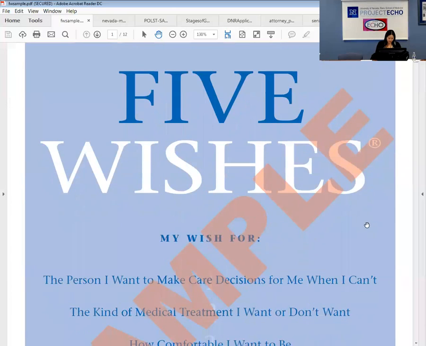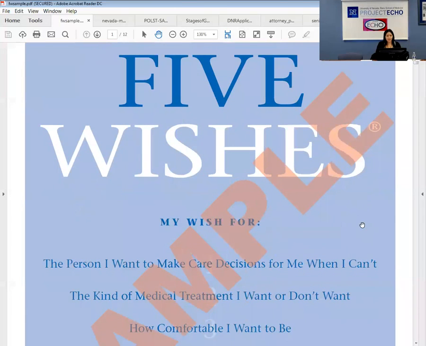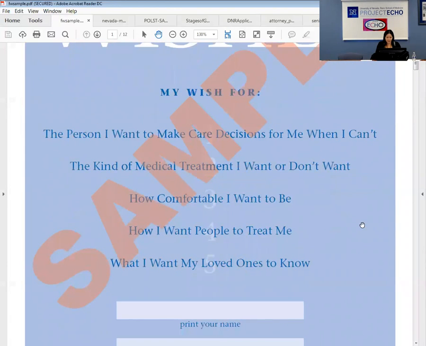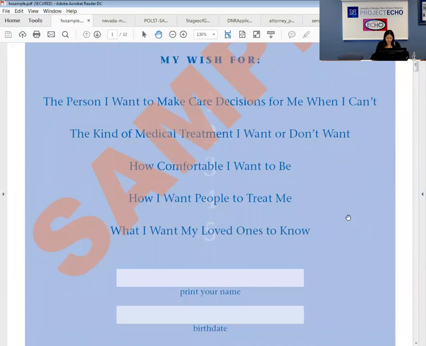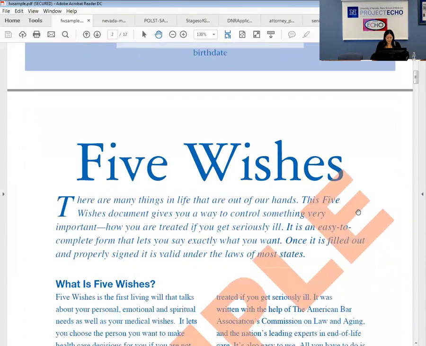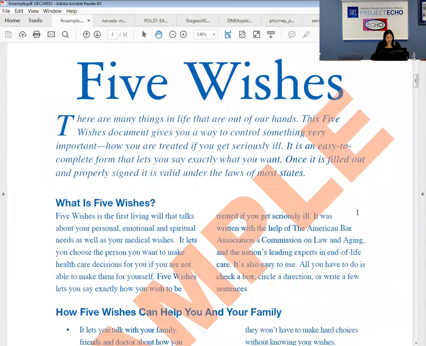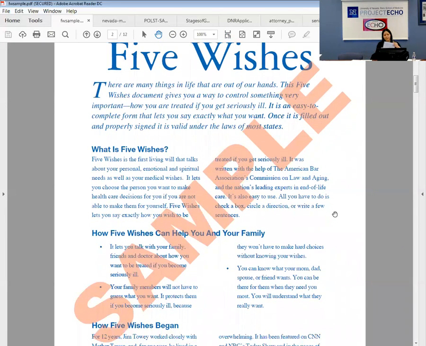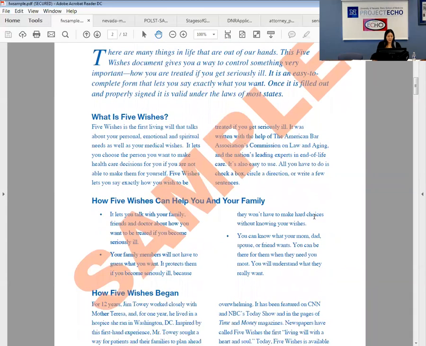So the 5 Wishes document is an advance directive. It meets the legal requirements for an advance directive in the state of Nevada. And just like most other states, you can use 5 Wishes in Nevada to express how you want to be treated if you are seriously ill and unable to speak for yourself, using a document that is easy to understand. So this is really important for you to look over.